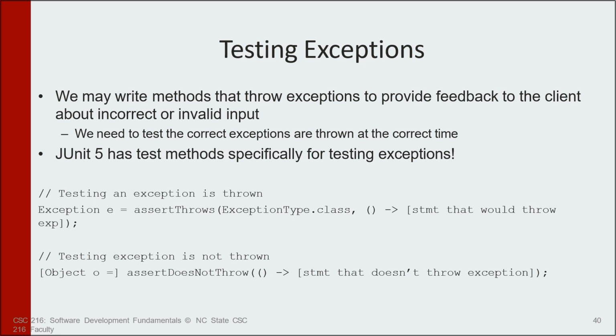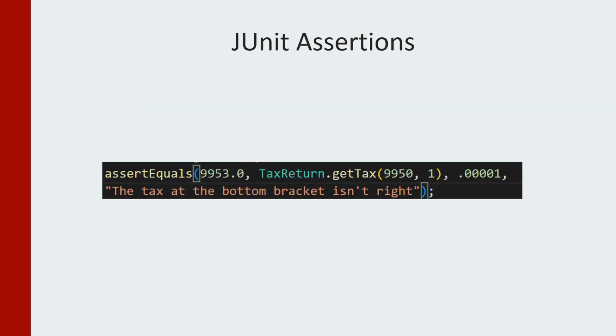Very quickly, there might be methods that throw exceptions to provide feedback about incorrect or invalid input. Going back to the exponent example, it might be the fact that if the client gives me a negative number, then I need to say that it's not acceptable. So JUnit as well has test methods that are explicitly for testing exceptions. Now, we haven't talked about try catch or throws exception or anything like that, but this will be useful later on. Let's analyze the JUnit assertions a little bit more.